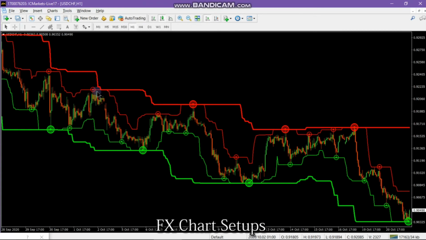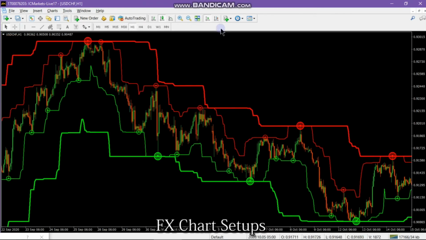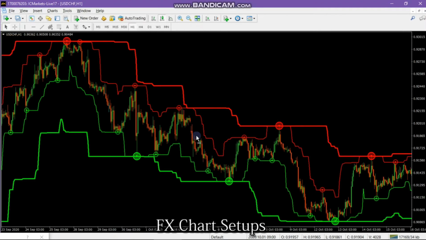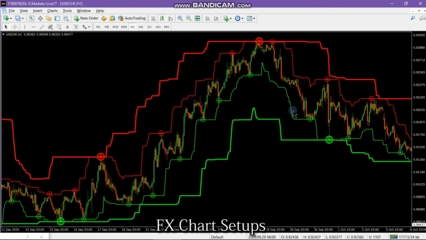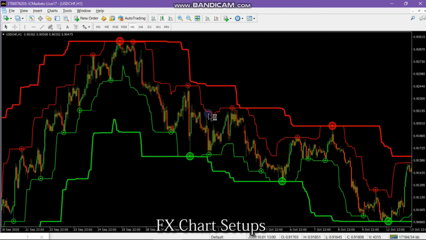So we wait for price to touch the red side for all of those selling opportunities, and touch the green side for all of those buying opportunities. Very simple, very straightforward, guys.